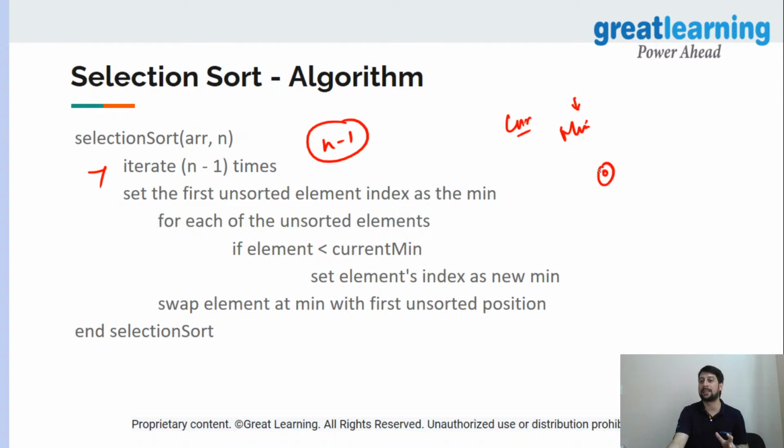Okay, so this will be 0 at starting. Now every time we'll compare this 0th element with all the elements that are in the array. If this is the minimum element, that is what is going on.